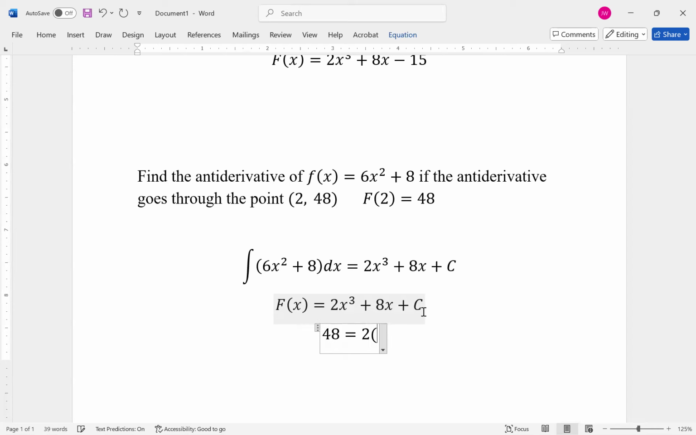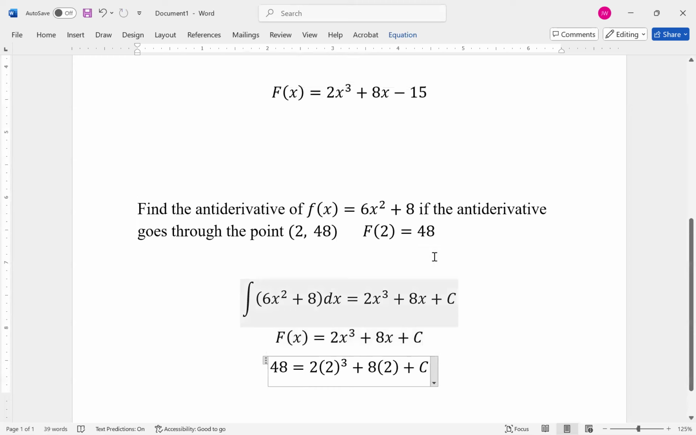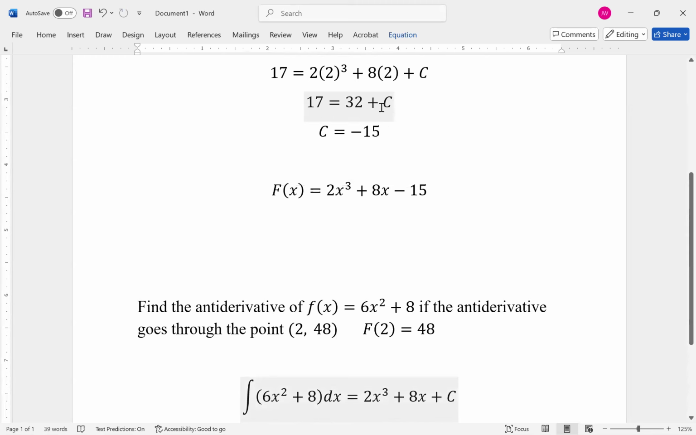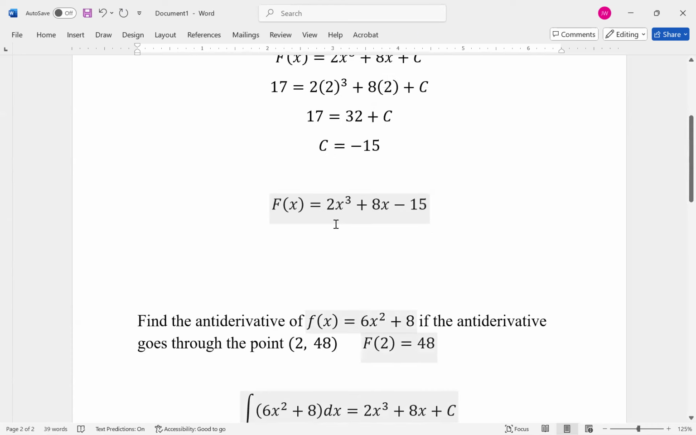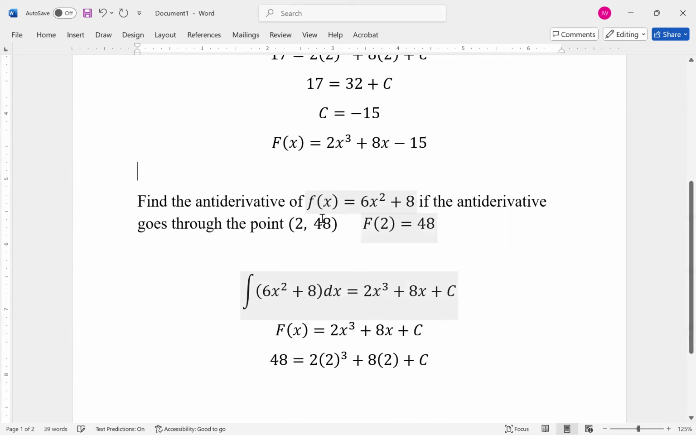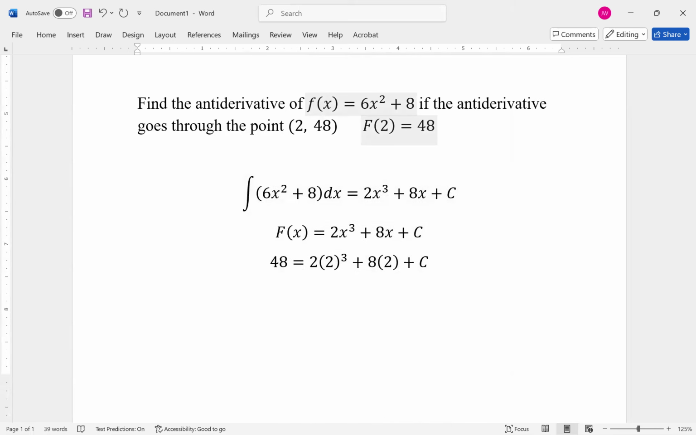Again, that's 2 times 2 to the third plus 8 times 2 plus c is equal to 48. In the exact same way I did up here, I solve for c. So in this case, I'm going to get 48 is equal to 32 plus c. And when you take 48 minus 32, you get 16. So c is 16 in this case.